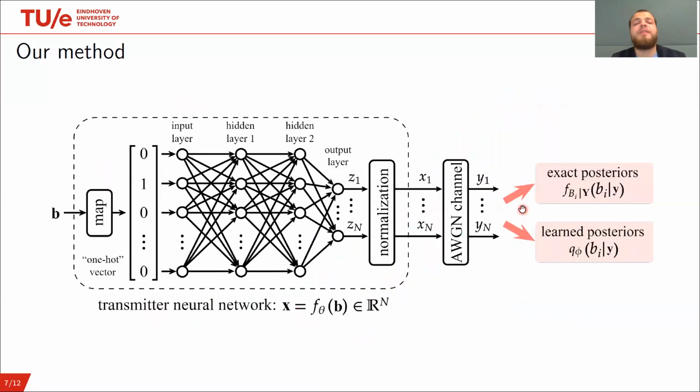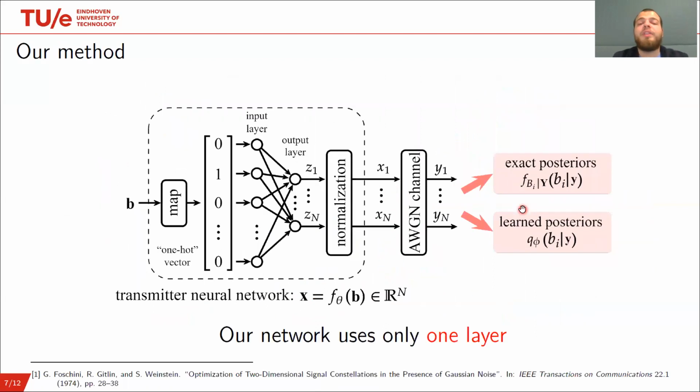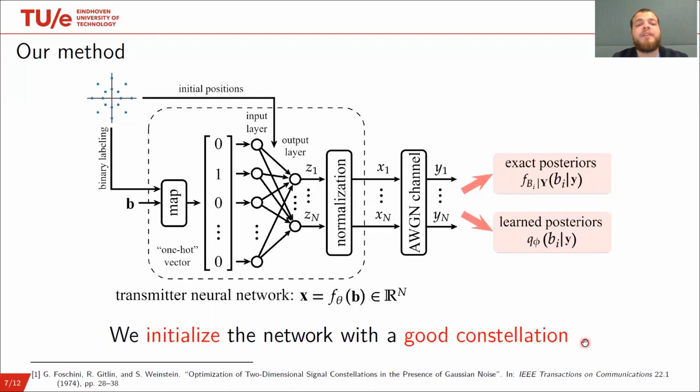Our network differs from a regular network in several ways. First of all, we use only one layer in our network. Because of this, the weights in the network directly correspond to the position of the constellation points. So we're applying the gradient directly to the constellation points themselves, which is somewhat similar to the work proposed by Fushini et al. The second thing we decided to add was to initialize the network with a good constellation.